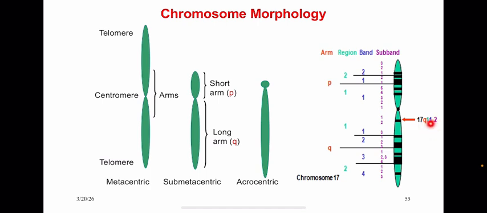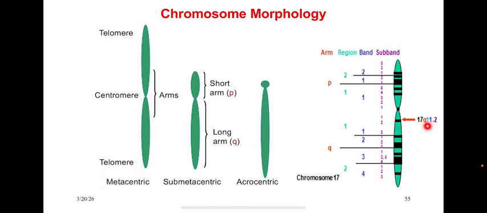17q11.2. Let's look at it. 17 means that the chromosome is chromosome 17. Q means the type of arm, so we are looking for a place on the chromosome. The Q means whatever region we are looking at is found on the Q arm. That means you're looking at this entire part.